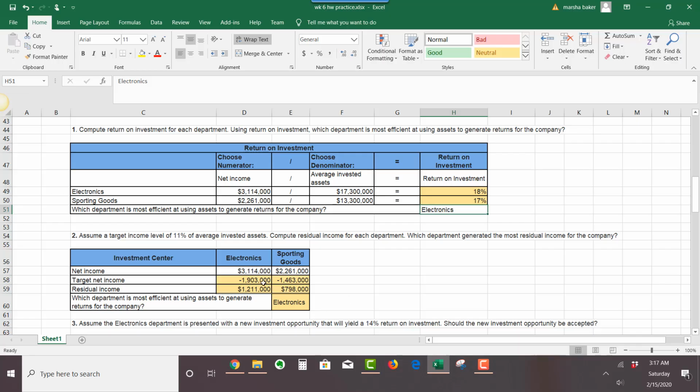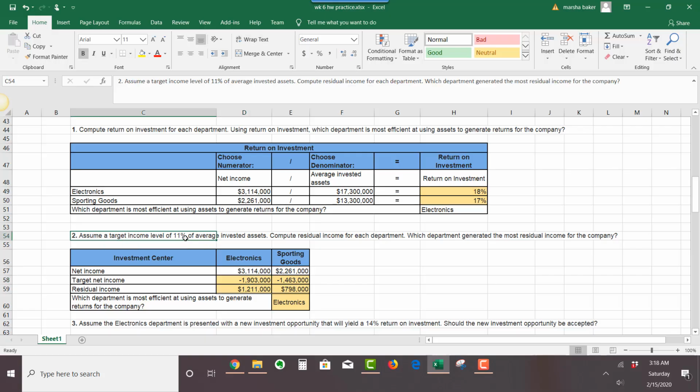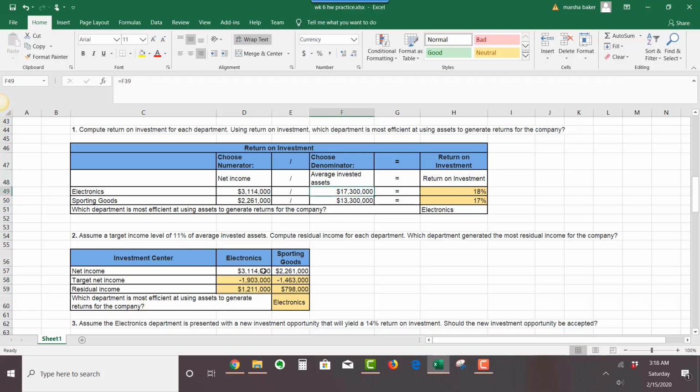So therefore, we're going to need to take the net income, and then we're going to subtract out the residual, the incremental income, residual income. Let me use the correct term. So we're going to subtract out the target net income to get the residual income. All right, so how do we get that target net income? We're going to go back to this average invested amount, and it says that we need 11% return. So I'm going to take 17.3 million times 11%.